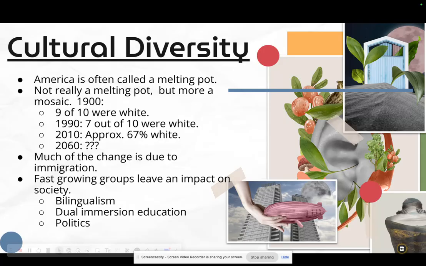Obviously, also, cultural diversity is a hot button topic in politics. It doesn't seem like a day goes by now that there isn't some reference to immigration or students from other countries and visas and things like that. And I don't want to get into the political end of things, but it's obviously something that's out there that's talked about quite a bit.